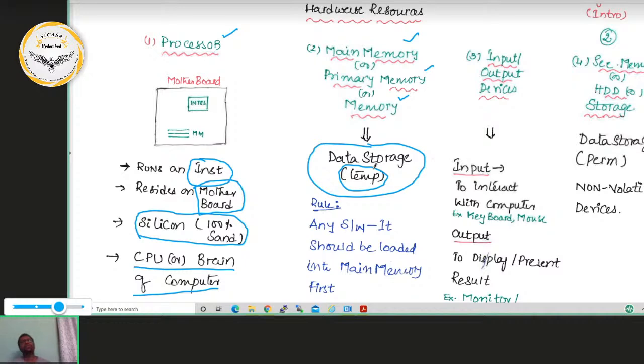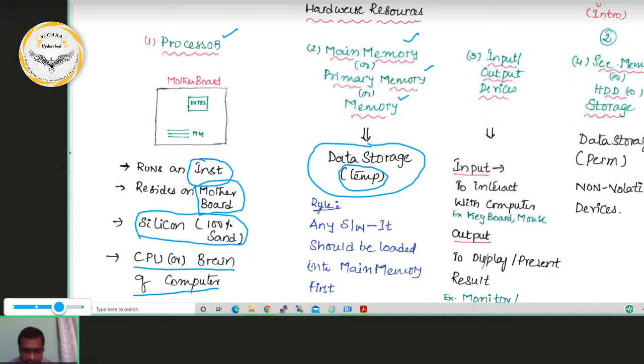This main memory is also called a volatile device. Volatile. So what do you mean by volatility? Volatility is nothing but this: if any device stores the data temporarily, then that device is called a volatile device. So main memory is called a volatile device.